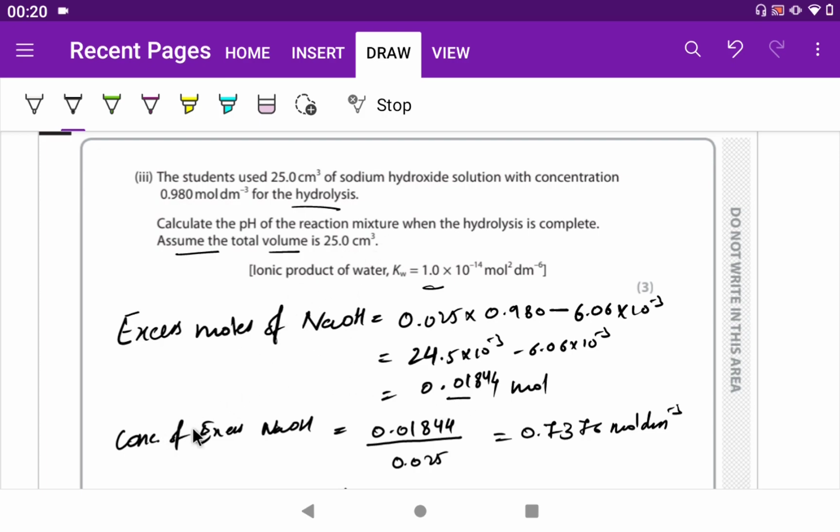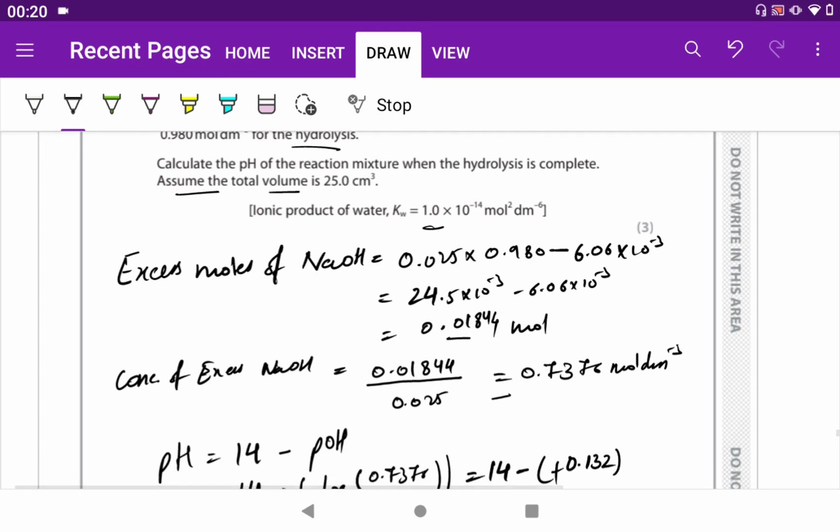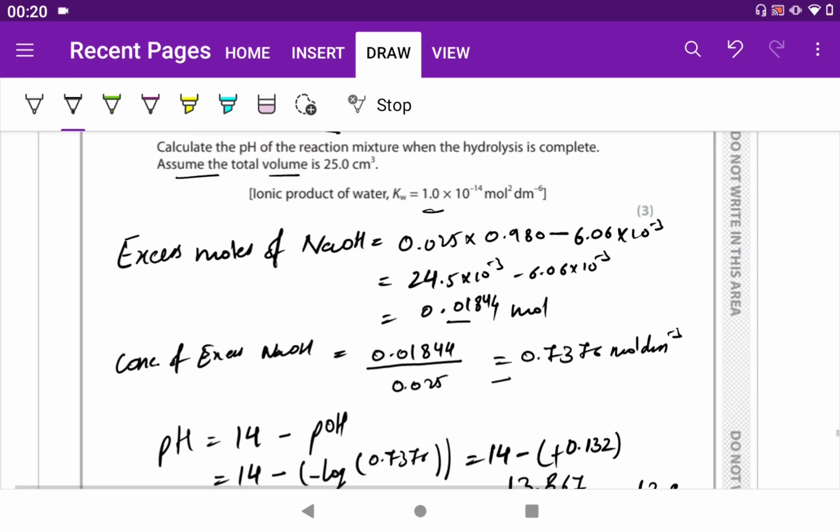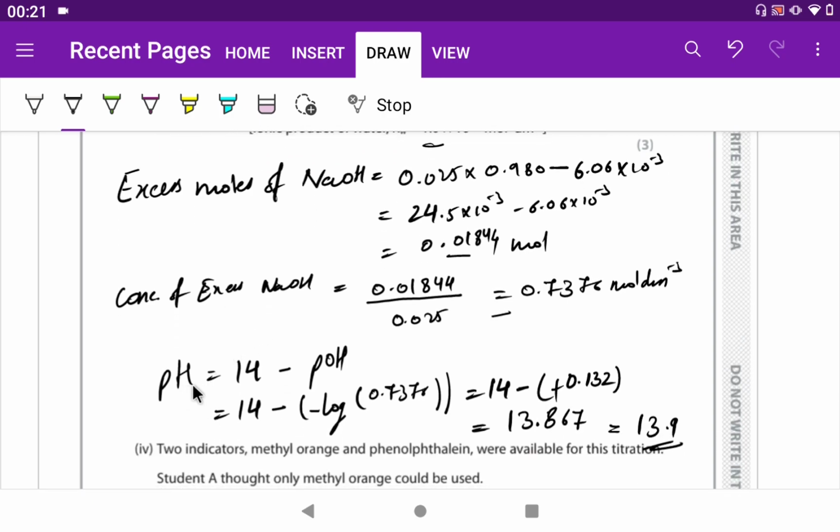Okay, now the concentration of excess NaOH is what? So this is the moles and this is the volume, so moles divided by volume in dm³, so we get this as concentration of NaOH. Now for this NaOH, we need to find out the pH of the solution, when the hydrolysis is completed. So now pH is nothing but 14 minus pOH. So 14, and pOH is minus log of this. After calculation we get 13.9 as pH.